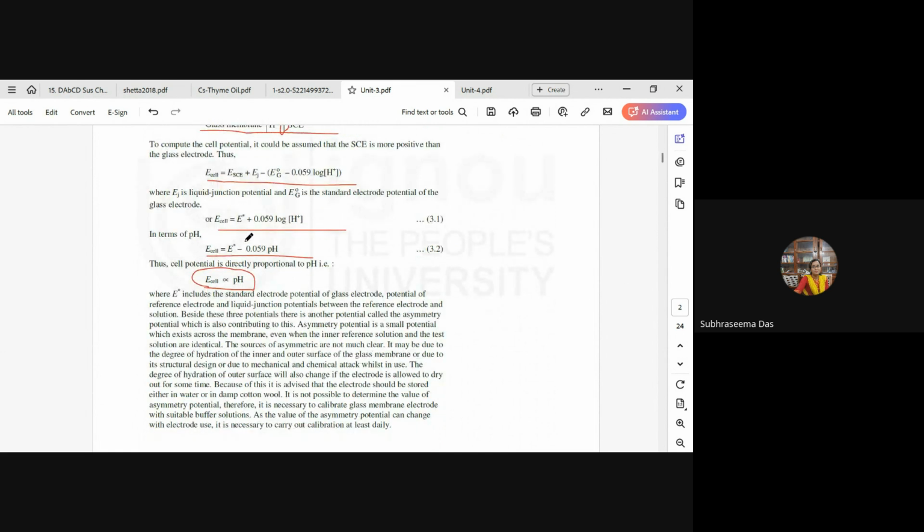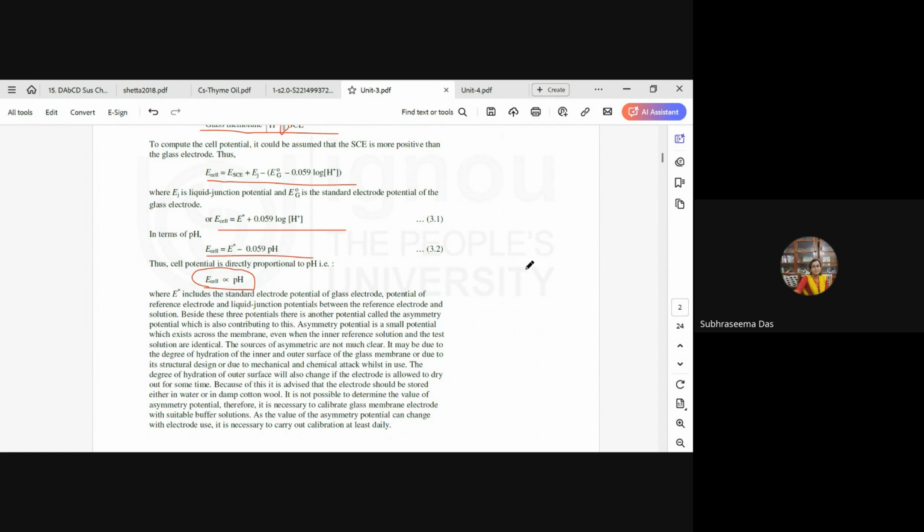So here we have a term that is E star. E star is the combination of the standard electrode potential of the glass electrode, the potential of the reference electrode, that is the SCE, and the liquid junction potential. Taking all these factors, we have clubbed those three terms and represented them as E star.